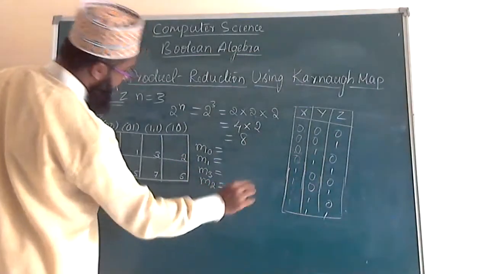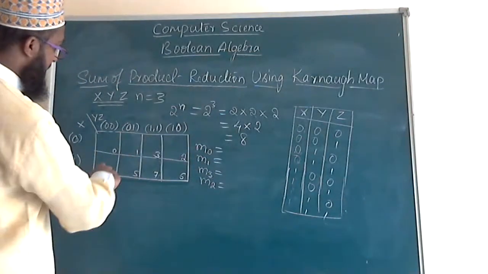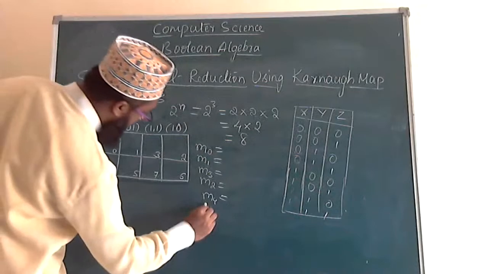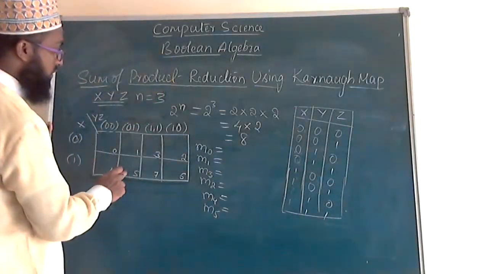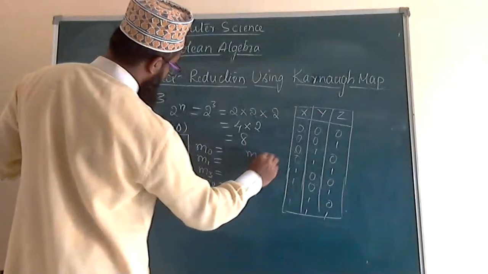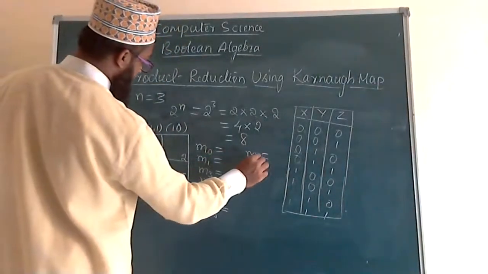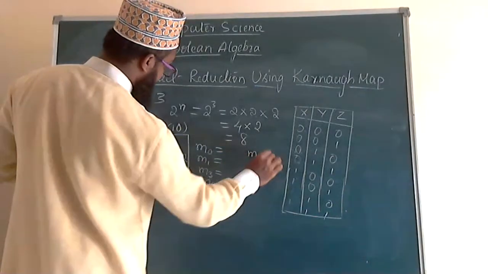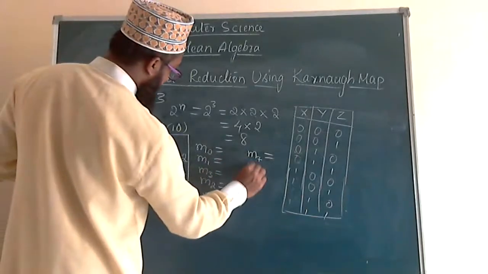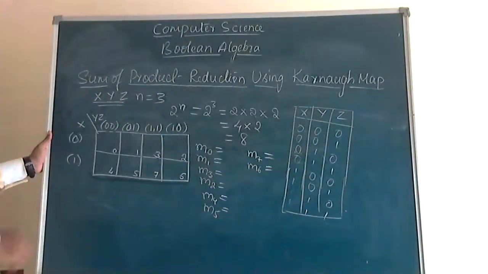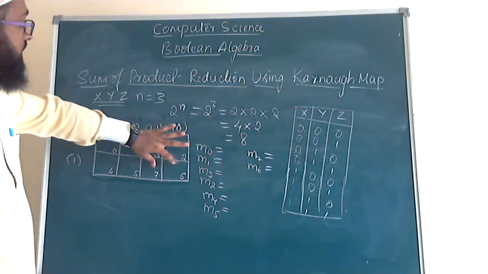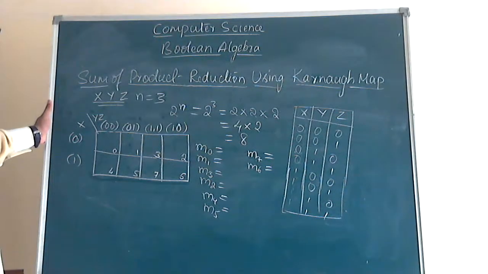This is horizontal. And for this, then m4, m5 for this square, then m6, sorry, m7 is there, m7, then m6. Like this, we have to give the names and we have to give the numbers here for the 8 squares Karnaugh map.